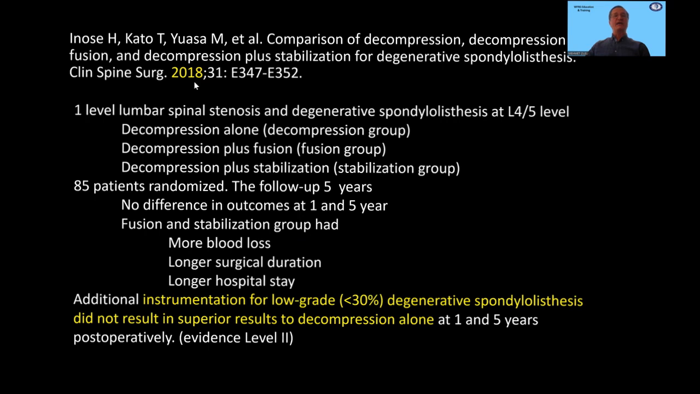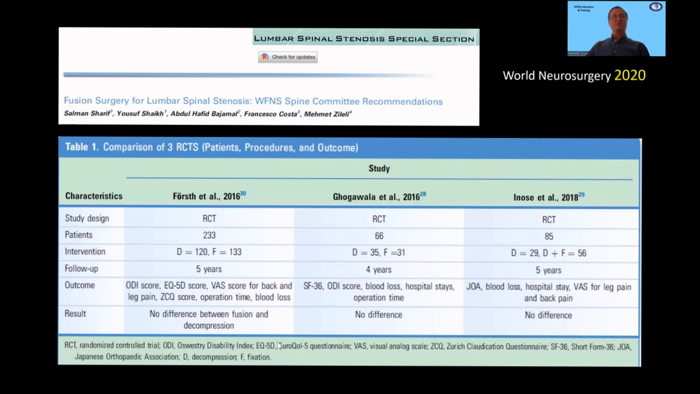This is again a large study from 2018 looking at the degenerative listhesis case at L4-5 level, and they say in the conclusion, instrumentation for low-grade degenerative listhesis did not result in superior results to decompression alone at 1 and 5 years postoperatively. This is level 2 studies.